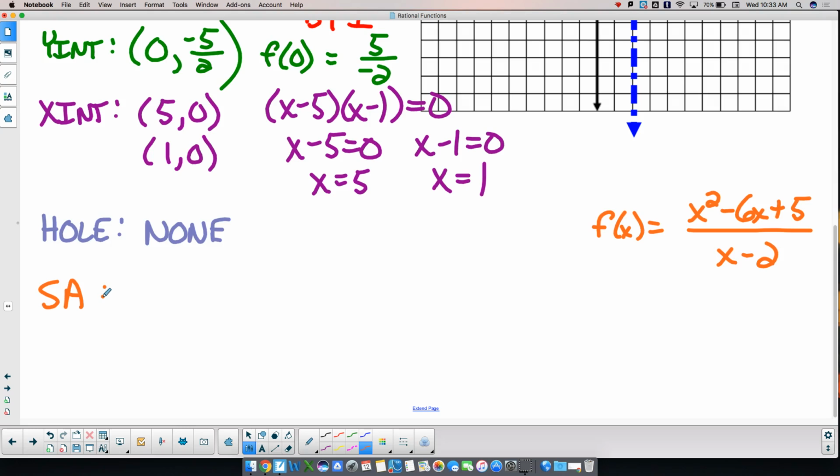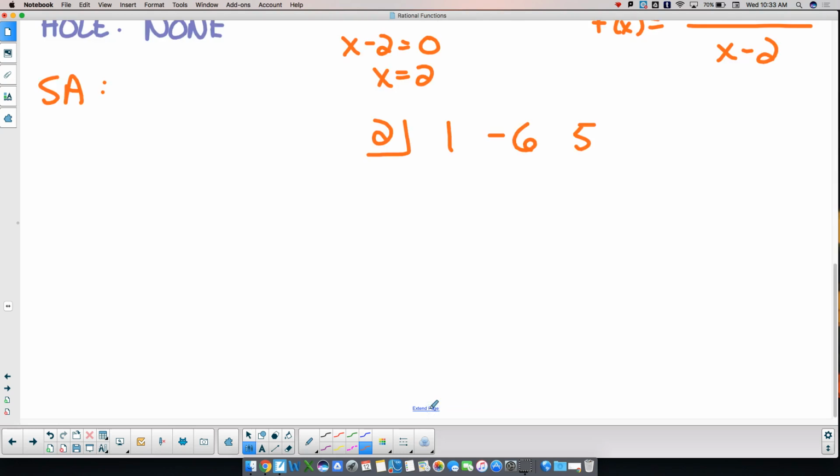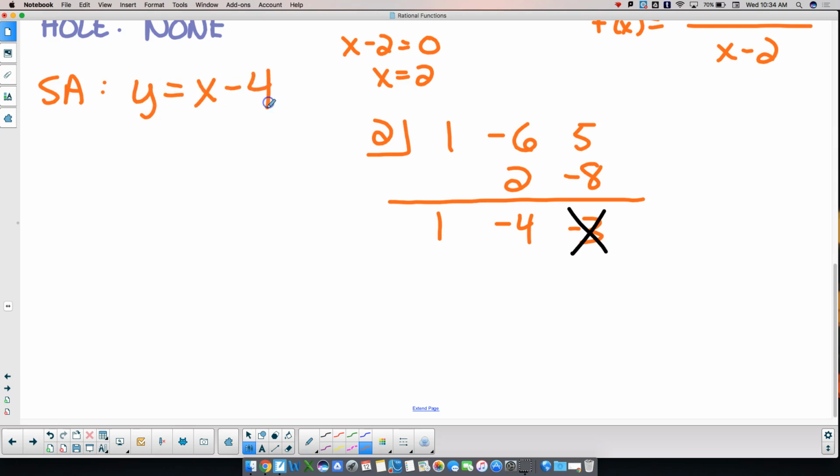I've got 1x minus 2, so I can say that x minus 2 equals 0, so x is equal to 2. And then I synthetically divide 2 into my function. 1, oops, tap the brakes, that should have been a 1. I multiplied in my brain already. 1, 2, negative 4, negative 8, negative 3. Drop the remainder, and that leaves me with a slant asymptote of y equals x minus 4.